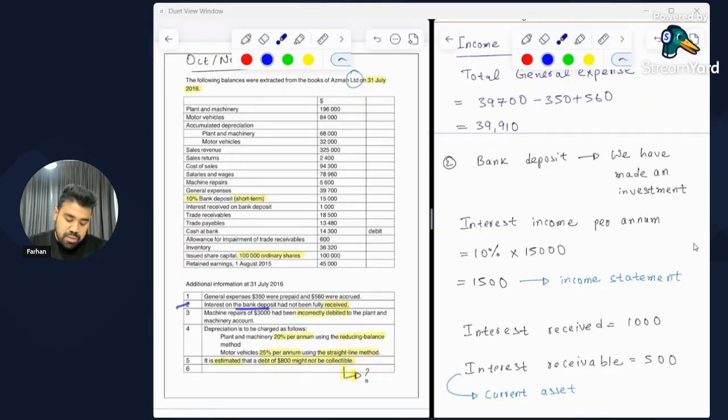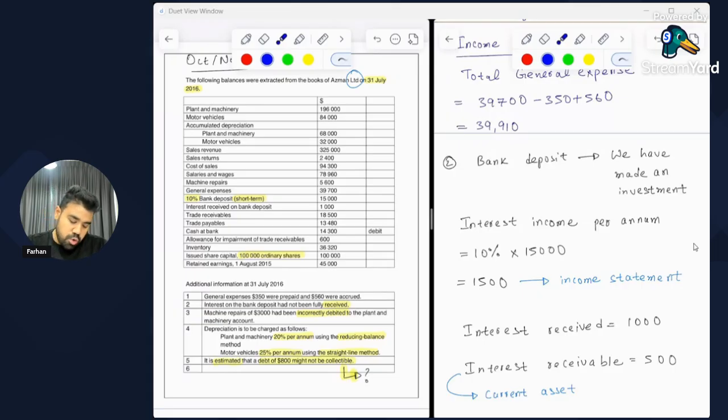Interest on the bank deposit had not been fully received, all right? So you see, I have highlighted the word received. The reason I have highlighted the word received is because this is referring to an investment. And you need to be careful when you are doing similar stuff in the exam because it could be interest income or it could be an interest expense. And that is dependent on whether it's a liability or it's an investment.